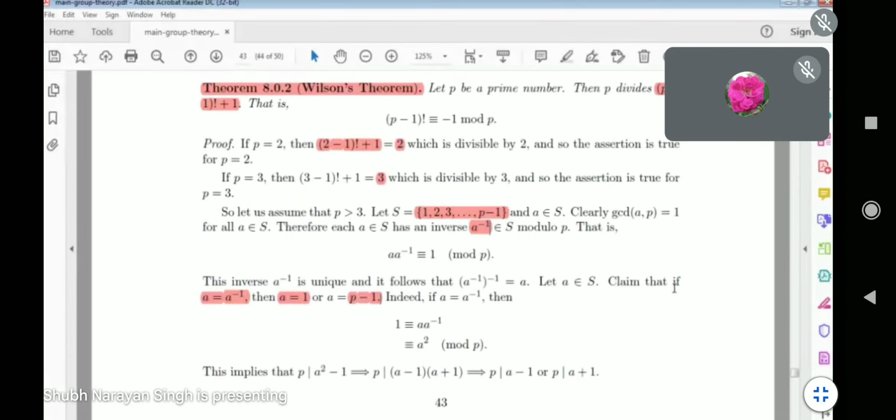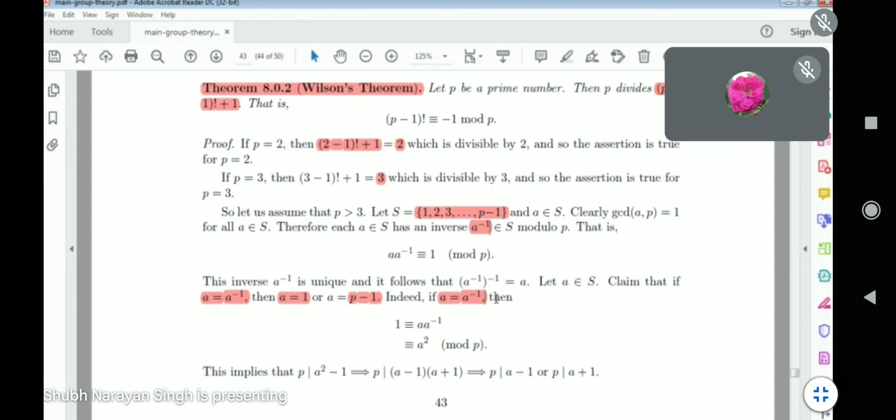See, what information did you have? If A is equal to its inverse, then you have to verify that A is nothing but 1 or p minus 1. Just because this is the information we have, we start here. Suppose we have A is equal to its inverse.